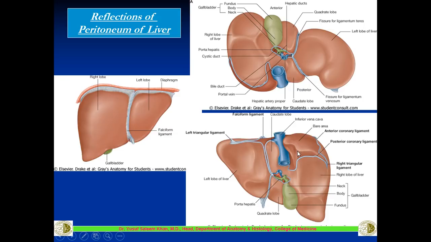Okay, so these two coronary ligaments meet at a particular point on the right side. This is called the right triangular ligament. Similarly, on the left side we have the left triangular ligament.